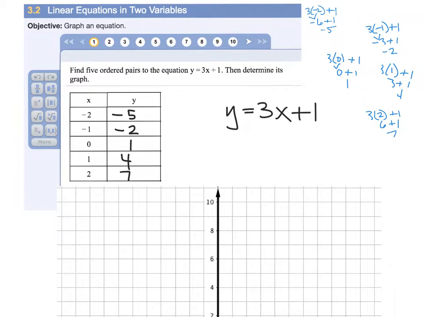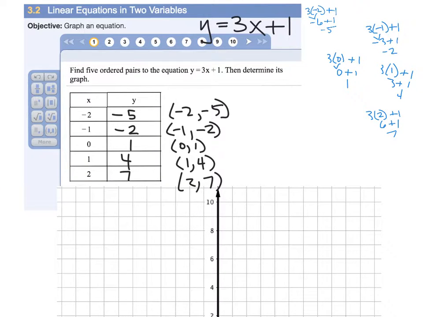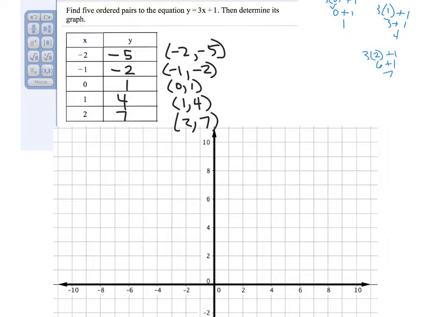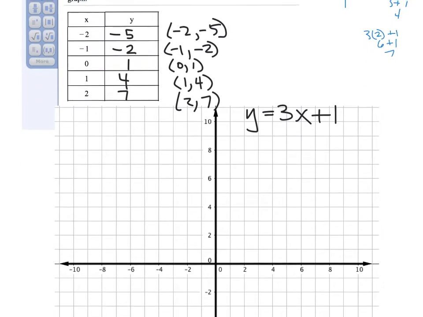Now you remember that each of these is an ordered pair. And what that means is we have -2, -5, and then we have -1, -2, and then we have 0, 1, and then we have 1, 4, and then we have 2, 7. All right, so each of these is a solution to the original equation. And let me pull that original equation down here. So each of those is a solution.